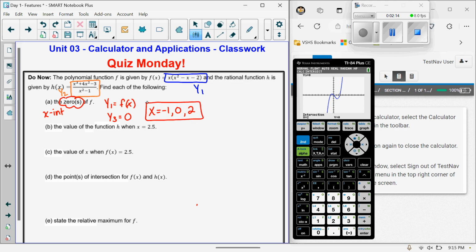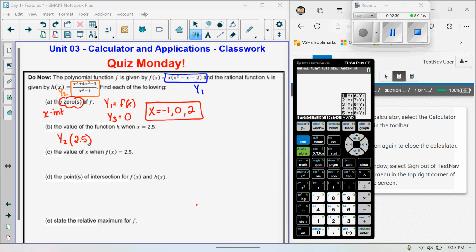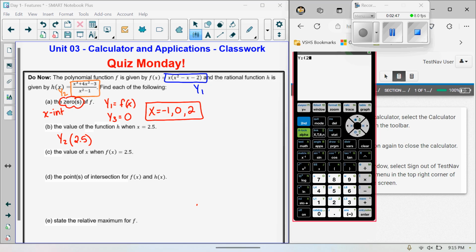So now they want to know the value of the function h when x equals 2.5. So I'm going to go to my home screen. Remember that you can evaluate in your home screen. I'm going to use y2 parentheses 2.5. I'm using y2 because that's where I have my function stored. So alpha trace 2. And then I'm going to put in 2.5. And I have 7.16 repeating.